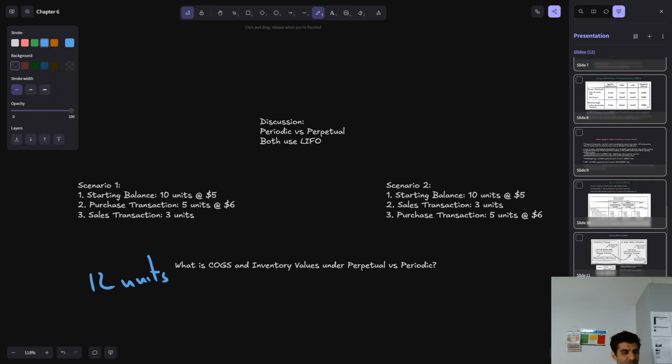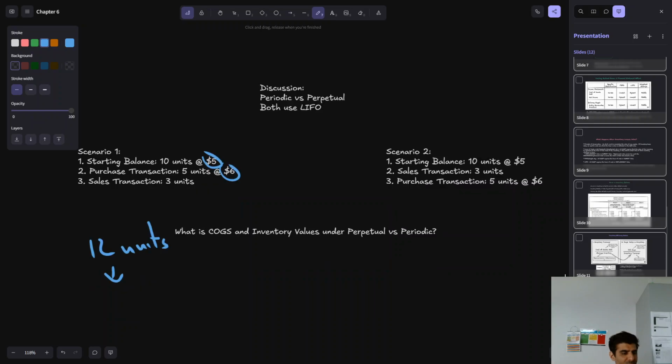So under the periodic, you're gonna have these 12 units valued at basically the first 10 are gonna be at $5, and then the next 2 will be at this, because we would have expensed the newest items first. So under periodic, it's gonna be 10 at, so 50 plus 12, so that's $62 inventory.